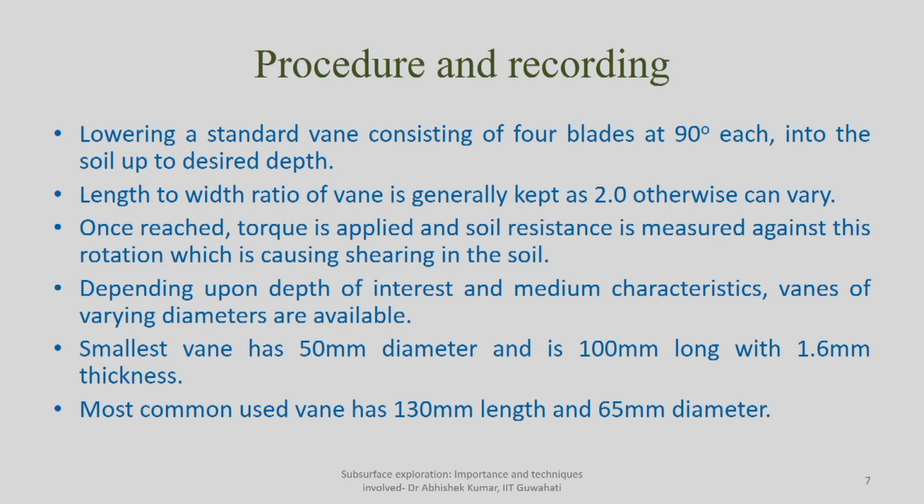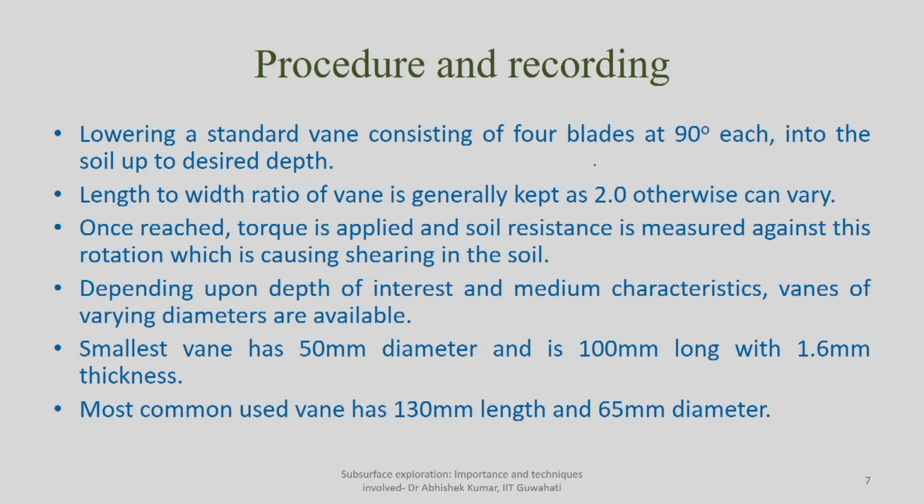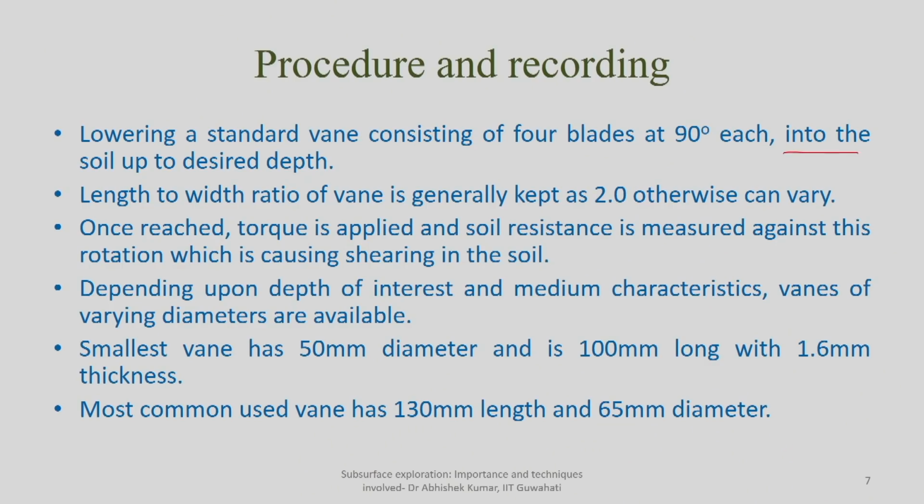The procedure involves lowering the vane, depending upon the depth at which you have to determine the strength properties of soil. The vane consists of 4 blades, as I suggested in the figure, which are at 90 degrees to each other. You insert the vane into the desired depth of your interest. The length to width ratio of the vane is generally kept as 2.0, otherwise it can vary. Once you reach the desired depth, torque is applied and the soil resistance is measured against this rotation. This is causing shearing in the soil.